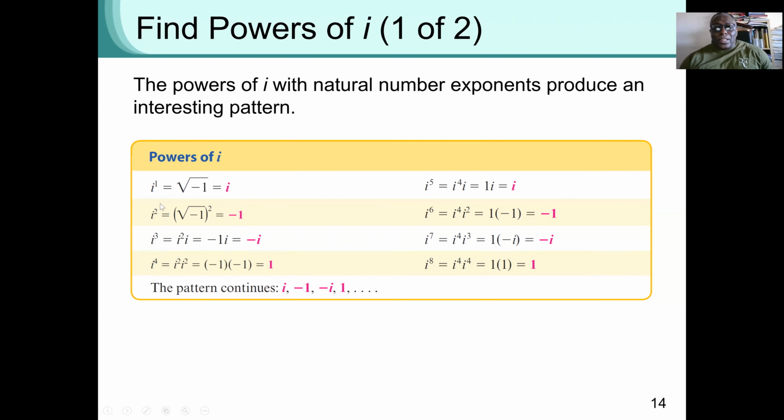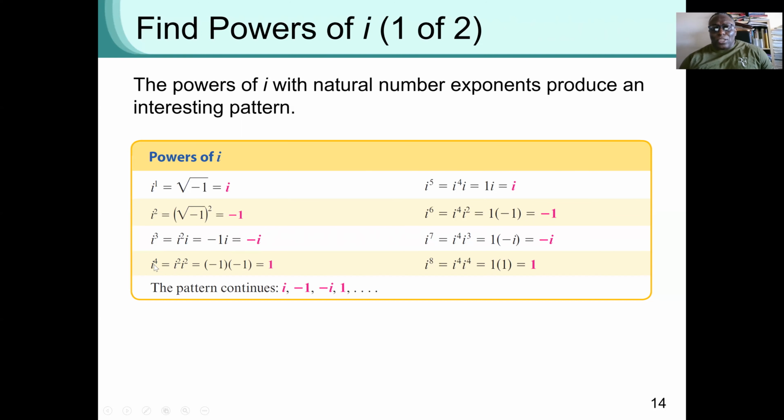The reason we write this is that i is always equal to the square root of negative 1. So i to the power 1 is the same i. But for i squared, i is the square root of negative 1, so the square root of negative 1 squared will give me negative 1. Now, i cubed is the same as i squared times i. We know i squared is negative 1 and i is i, so negative 1 times i will give me negative i.